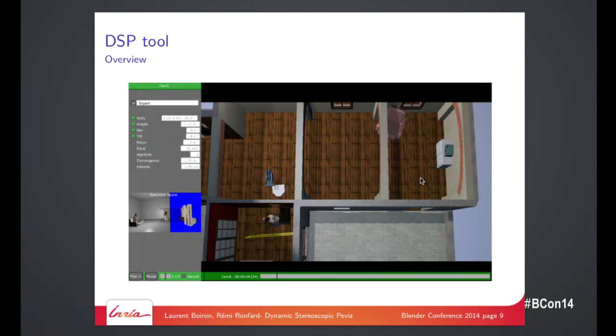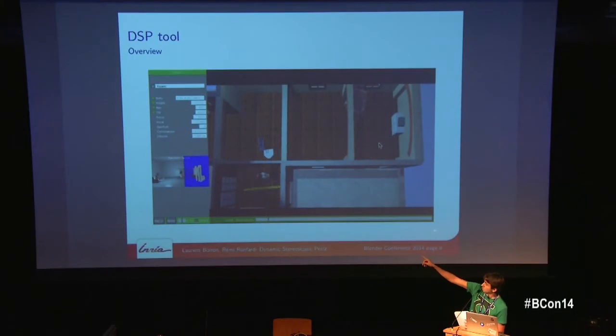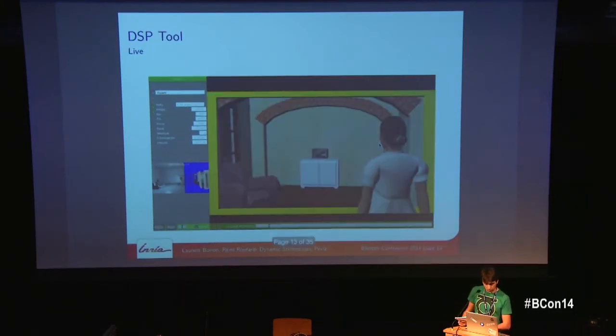We have also a top view, just like in the storyboard. So if you want to put the camera somewhere in the scene, we can see the yellow frame here, that is the convergence plane. So that was the demo.